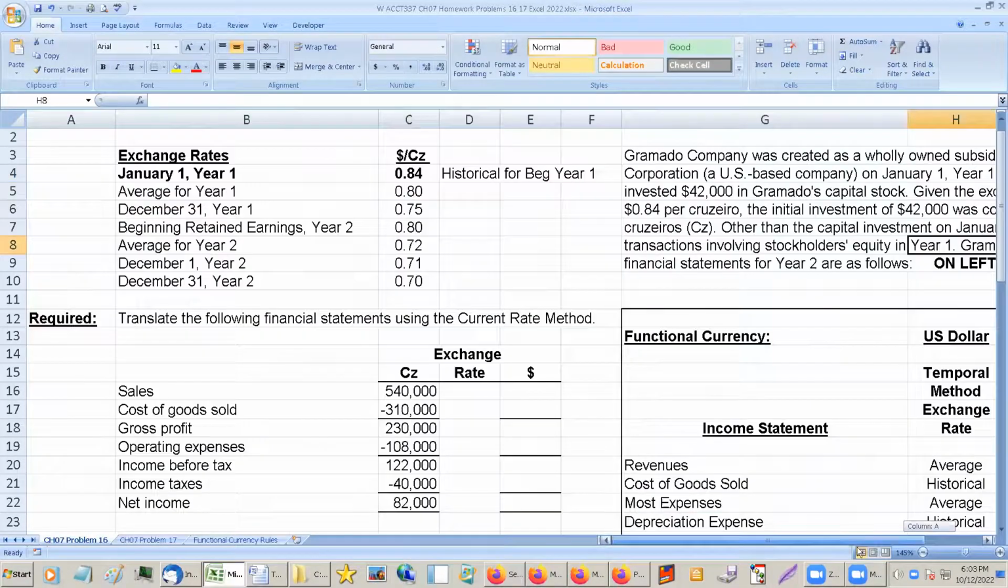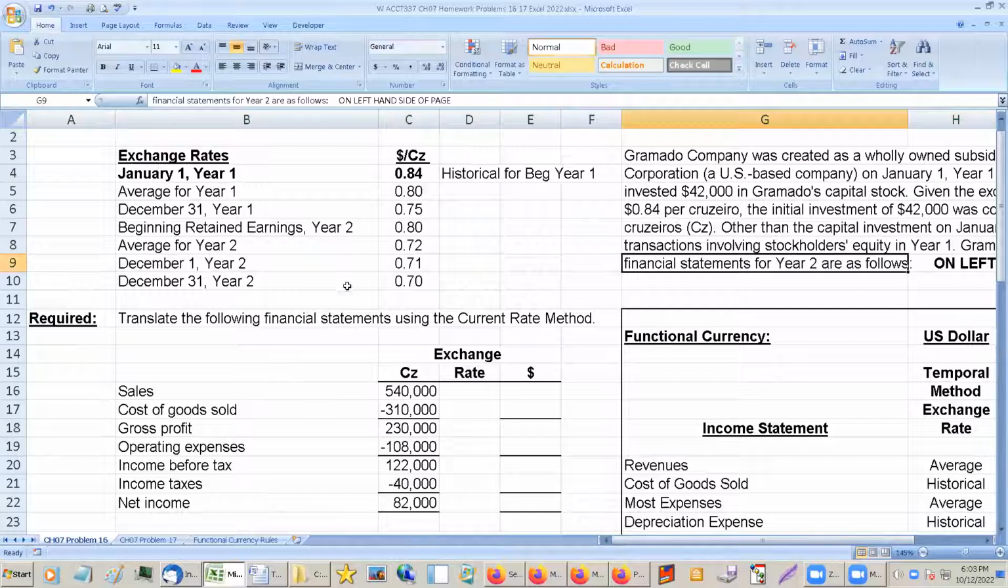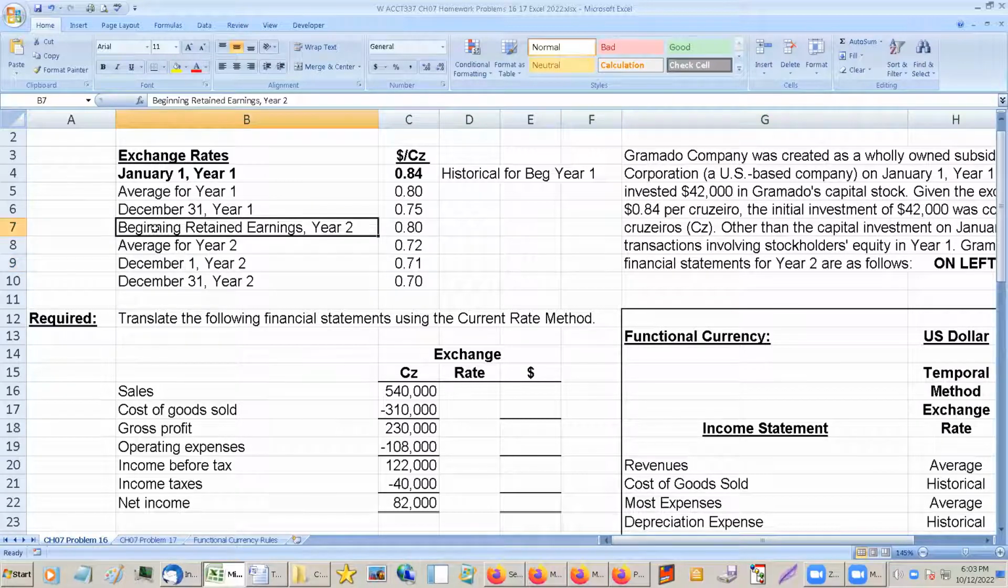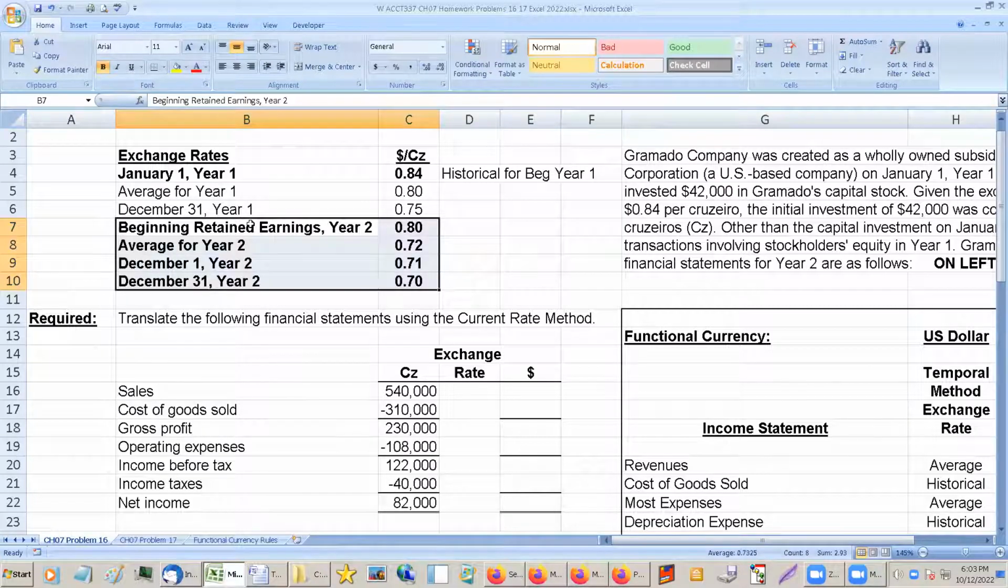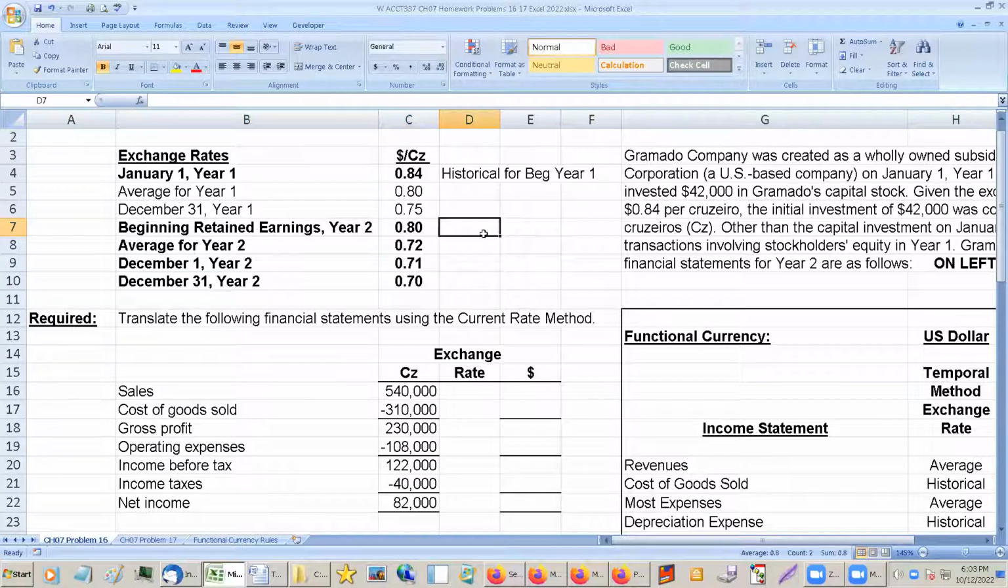Okay, so this one is going into the second year. Now, there really isn't too much difference in doing the second year other than the first year. The only thing you have to be careful about is the retained earnings, bringing those over from the previous year. So that's what this is. So bring this over from the previous year, the 80. This will be from the previous year.